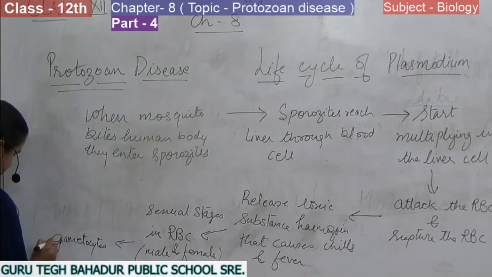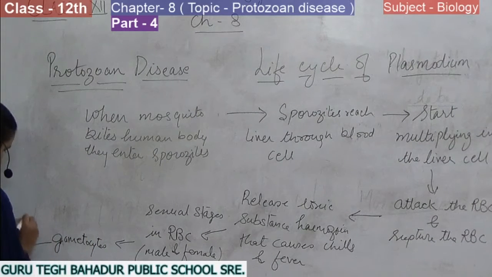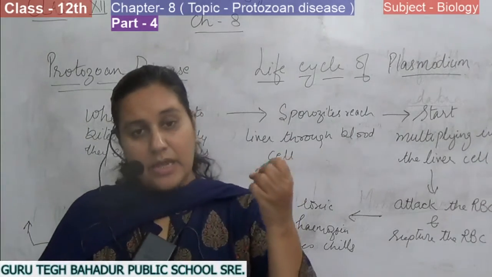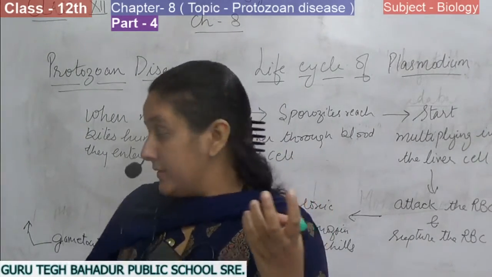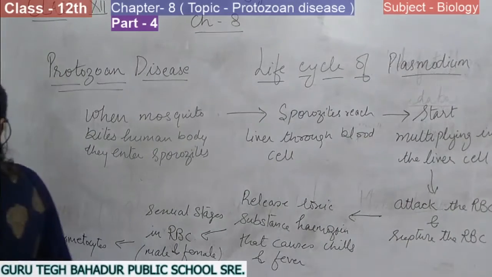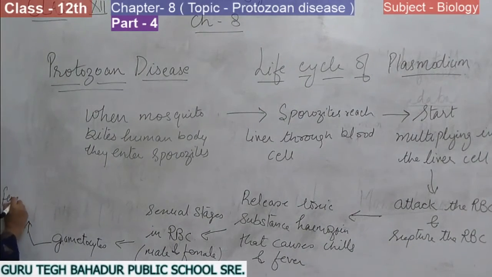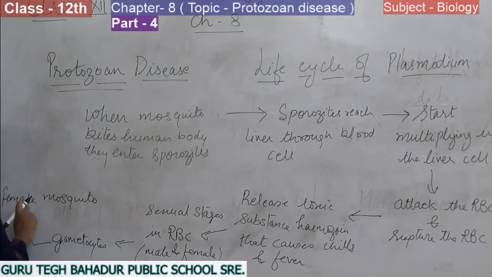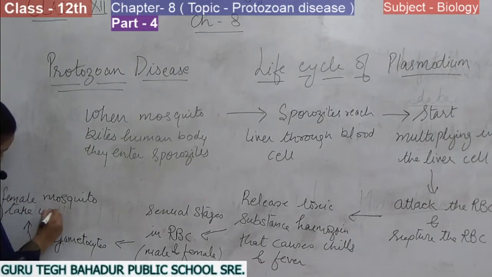Now after this, the female Anopheles mosquito takes up the gametocytes. This female mosquito again bites the infected person, and that female mosquito takes up the gametocytes.